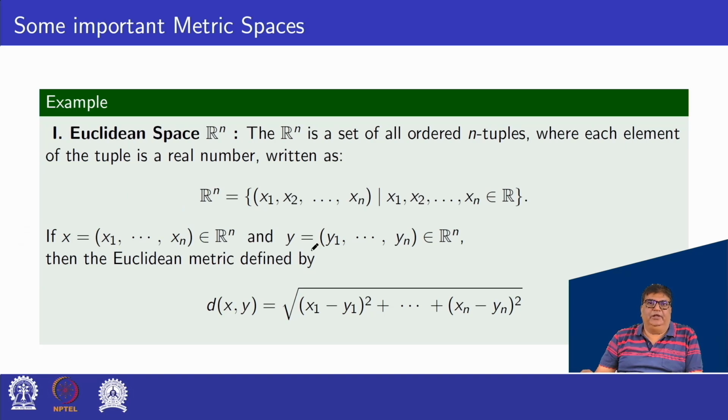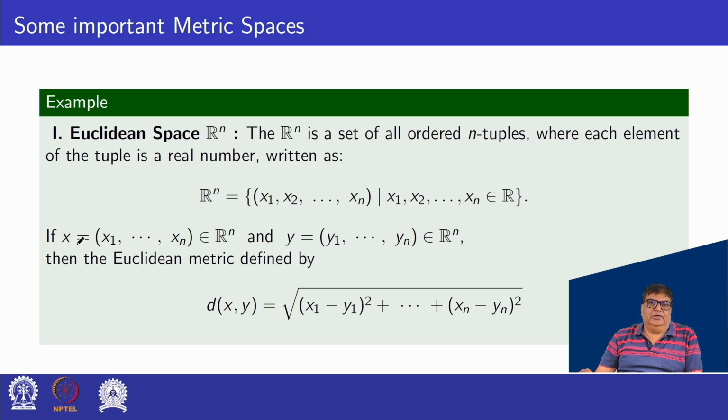So, how do we apply the Minkowski inequality in this example? Suppose Euclidean space Rn. Rn is the set of all ordered n-tuples where each element is a real number, written as Rn = {(x1, x2, and so on xn) : each xi in R}, that is n terms.